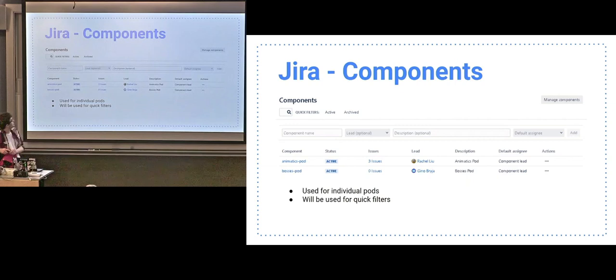All right, so next up are components, and these are kind of similar to quick filters. It's basically like the back end of what a quick filter will look like. You can assign tasks to a component or put them in there, as far as I understand. Yeah, it's categorization of the different issues.